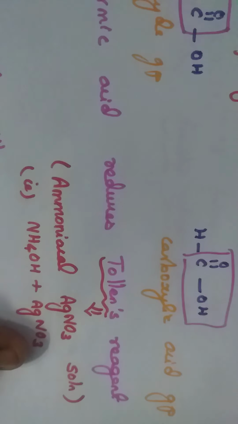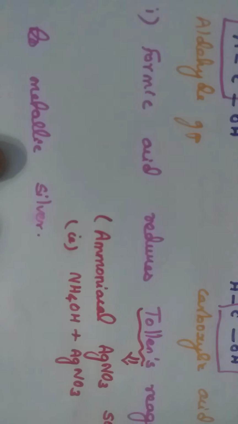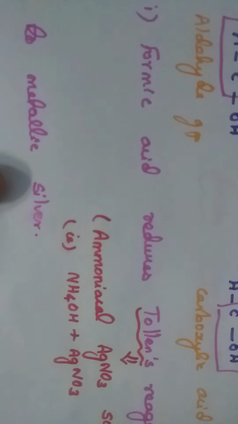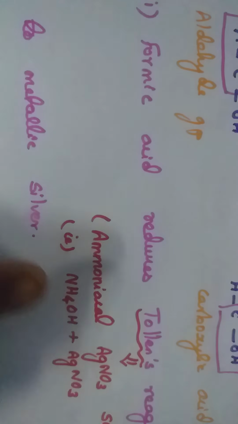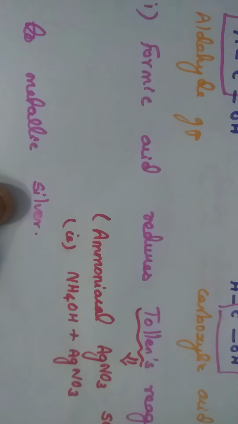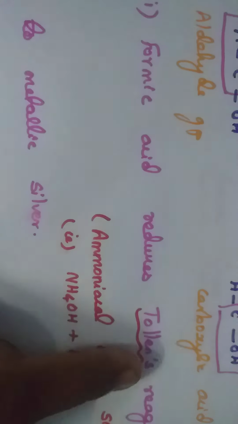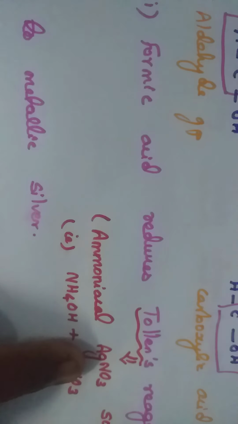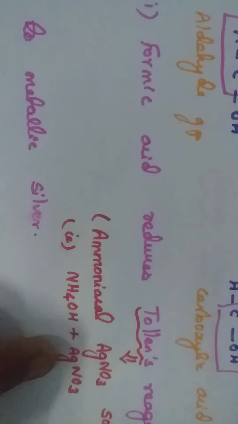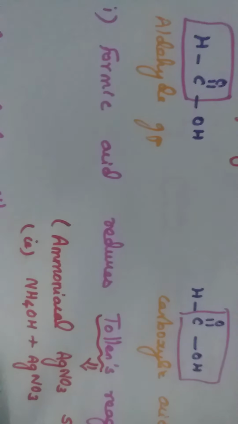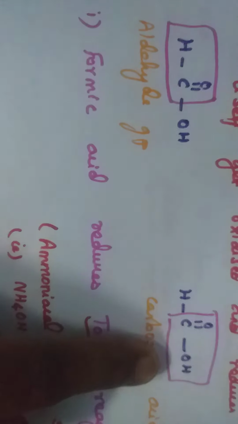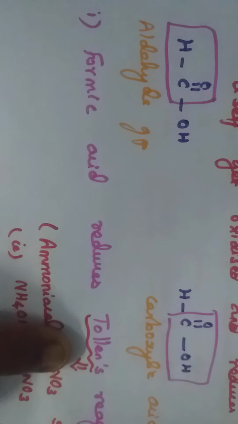Ag+ NO3-. Tollens reagent has a tendency to oxidize other substances to metallic silver, which means the Tollens reagent itself gets reduced. So Tollens reagent Ag+ is reduced to Ag0. So formic acid reduces Tollens reagent to metallic silver. Tollens reagent is nothing but ammoniacal silver nitrate, that is ammonium hydroxide with silver nitrate. Since formic acid has an aldehyde group and a carboxyl group, it reduces the Tollens reagent to metallic silver.